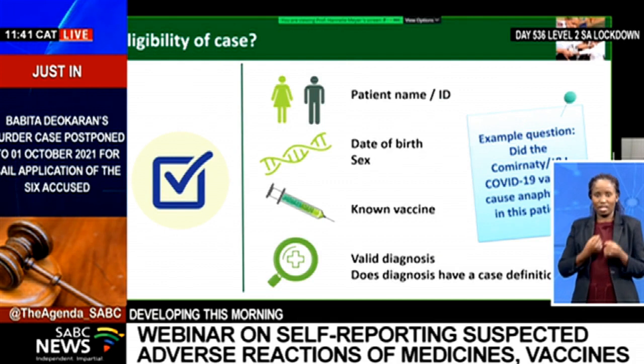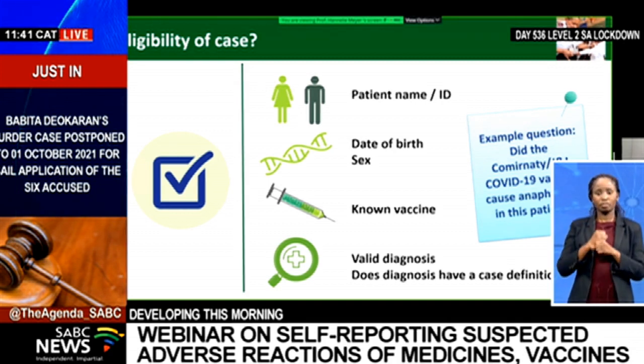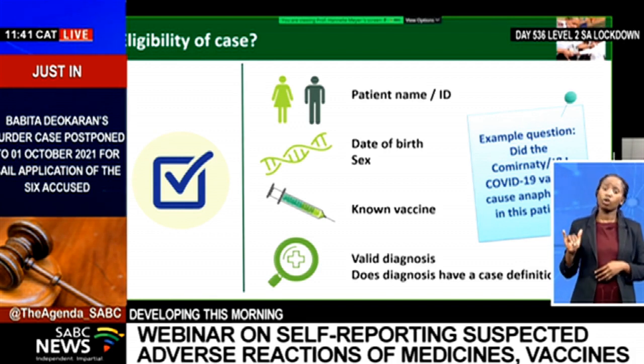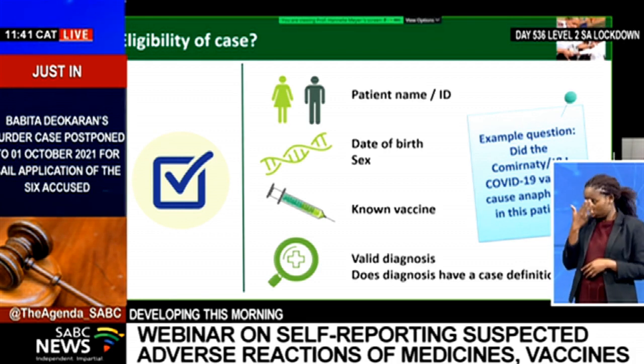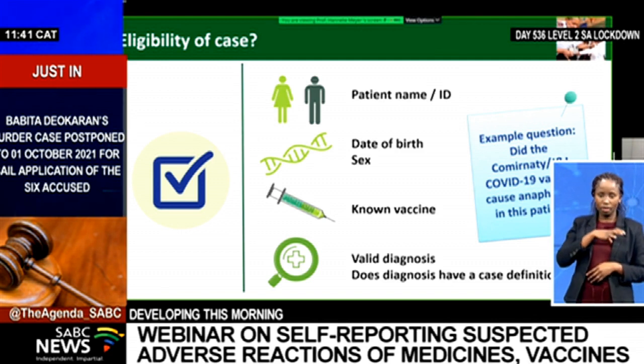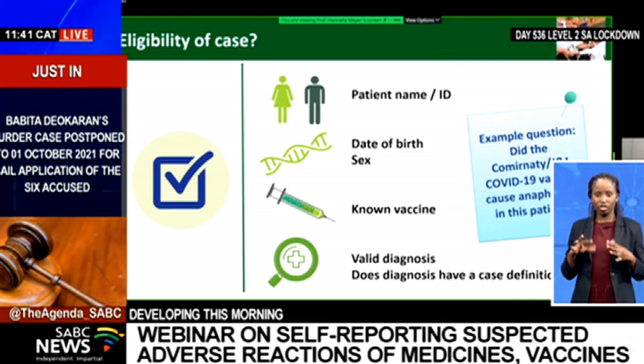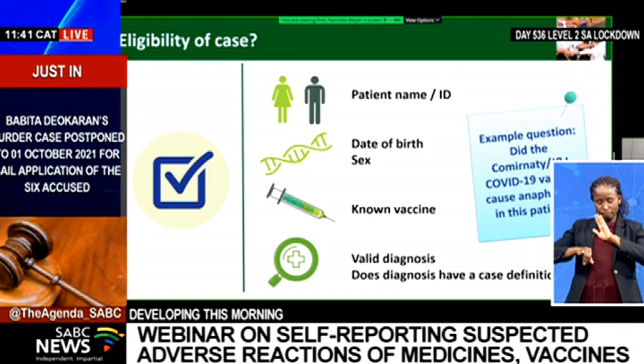So the first one, before you can actually start with the causality assessment, you need to make sure that this is actually an eligible case. So that means there must be a patient name or an ID. There must be a date of birth and a sex. There must be a known vaccine. You cannot do a causality assessment if you don't know what the vaccine was. And then there also must be a valid diagnosis.